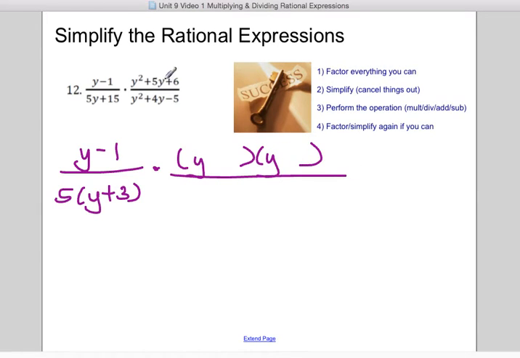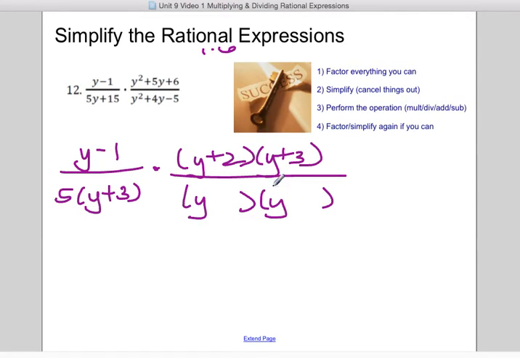Now, on the numerator, I say what multiplies to 6 but adds to 5. 1 times 6, would that work? 1 would have to be negative, so that's not going to work. Okay. 2 times 3, that would work. So plus 2, plus 3. And I move on to the bottom.